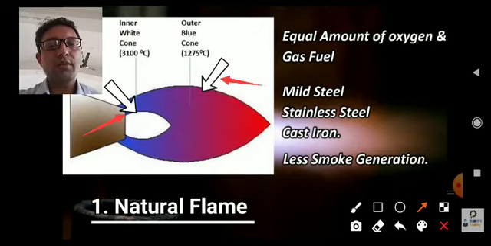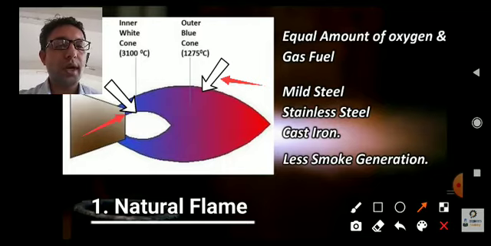Generally in gas welding we use the neutral flame to join components, especially mild steel, stainless steel and cast iron. If any two pieces are made of mild steel, stainless steel or cast iron, we use the neutral flame. Another benefit of this flame is that very little smoke is generated.